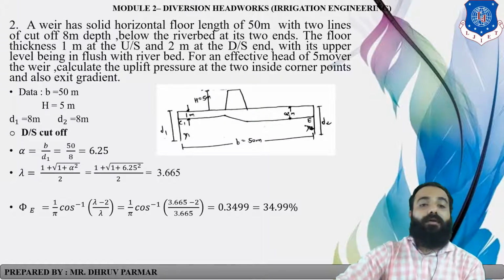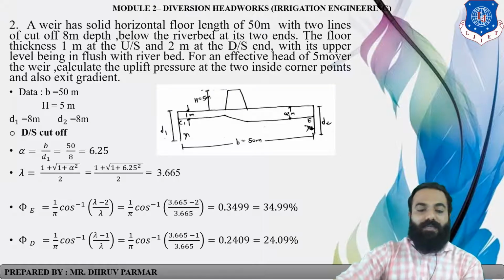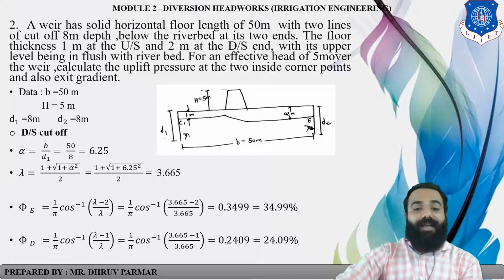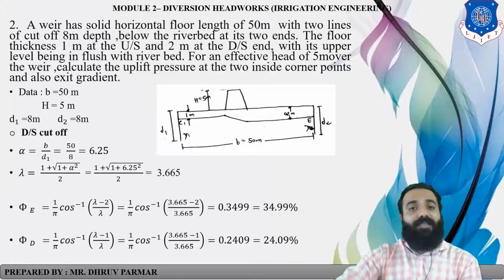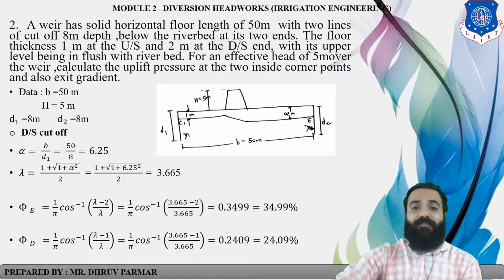Same for which point? Phi D. But what is the formula for phi D? Phi D equals 1 upon pi cos inverse of (lambda minus 1) divided by lambda. Clear? So we get 0.2409. Again we convert into percentage form, 24.09 percent. So we have the two constants, phi E and phi D.